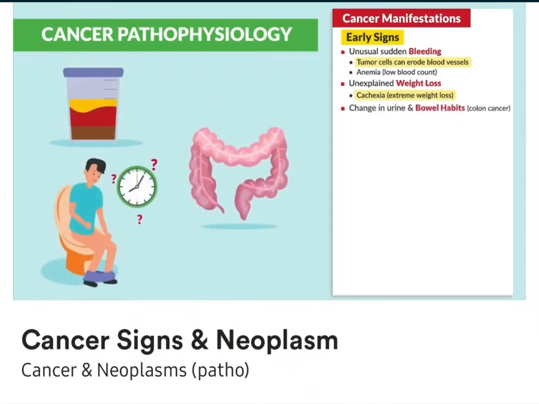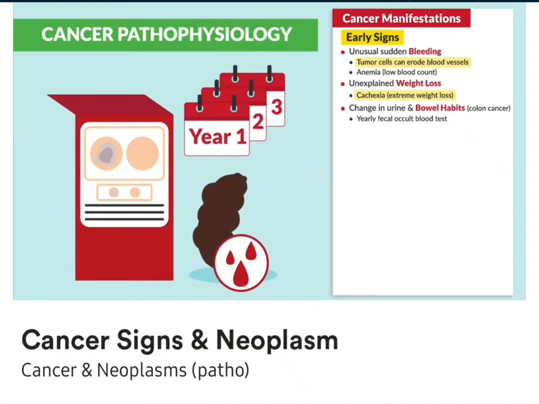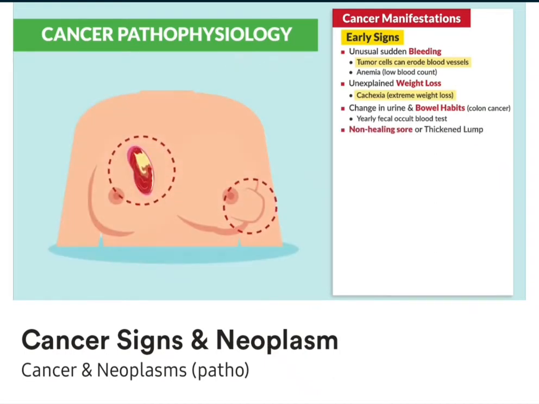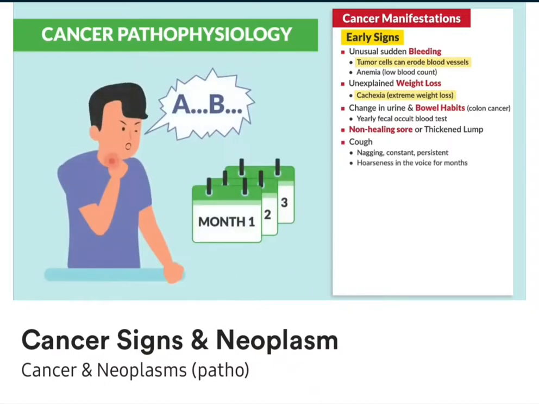Next is a change in urine and bowel habits. This typically indicates colon cancer for a change in bowel habits. Now, a yearly fecal occult blood test is recommended for this. Next is the non-healing sore or thickened lump. Be sure to write down that key term there, non-healing sore. And we also see a cough that is nagging, constant, or persistent, and hoarseness in the voice for months.